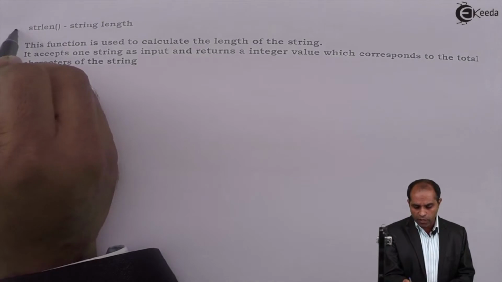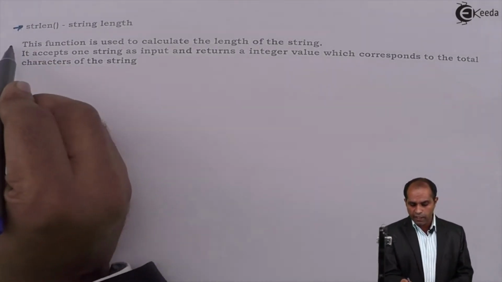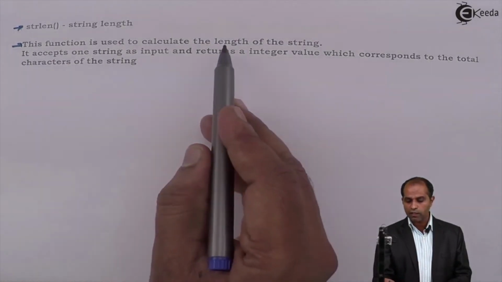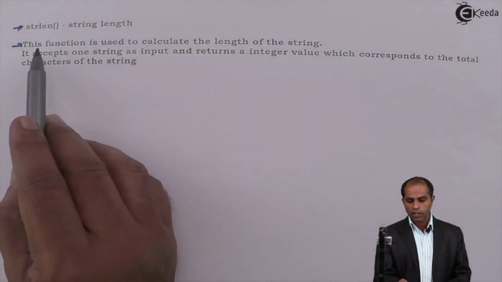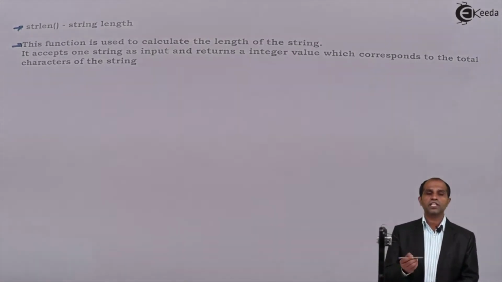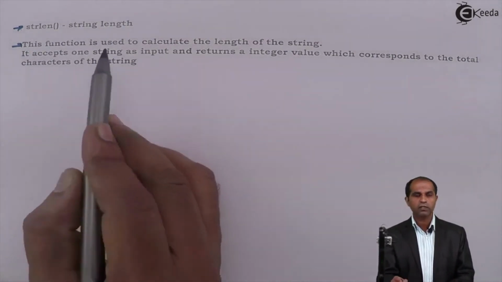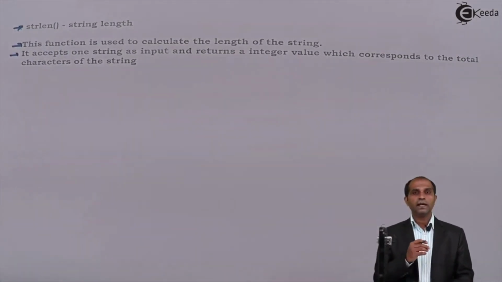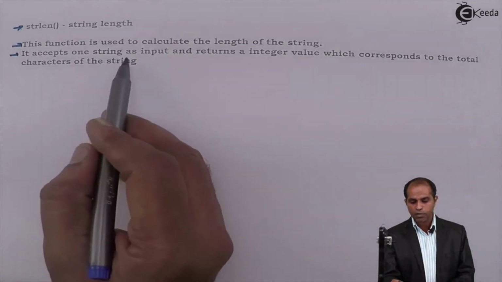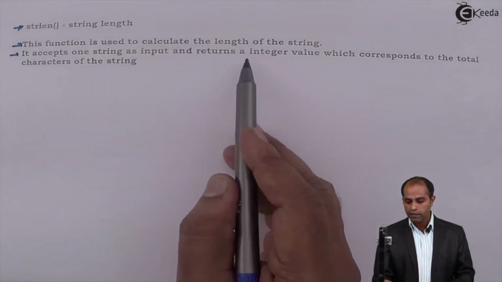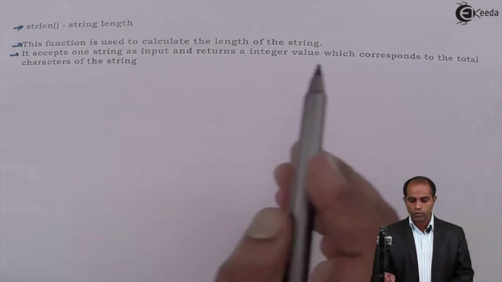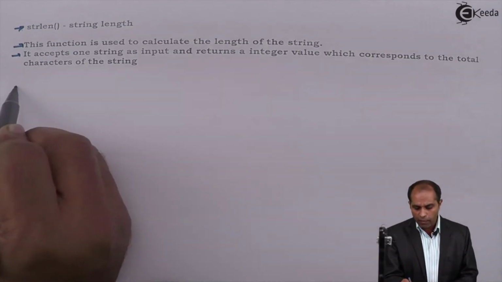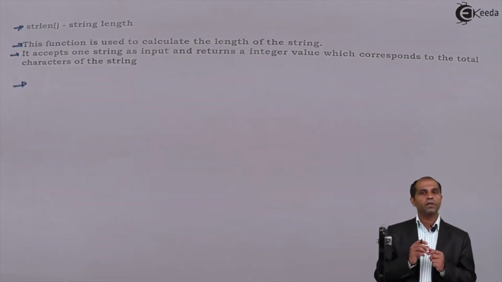So the very first is the description of the function. Second is what it accepts. This function is used to calculate the length of the string. So first the description in word format, and then a brief description in statement format. And then next is what it accepts and what it returns. It accepts a string as input, a character array as input, and returns an integer value which corresponds to the total number of characters in the string. Let's take a simple example. And finally, I'm supposed to put a program and illustrate this particular function.